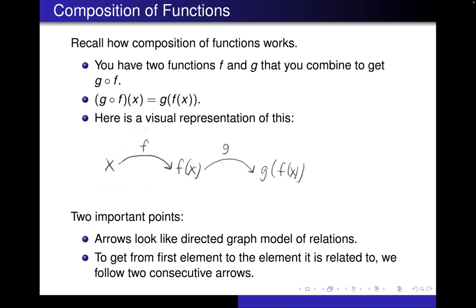The second thing to notice is that when we have the arrows drawn, to get from the first element, that is the input, to the last element, which is the final output, we have to travel along two consecutive arrows. We start at one element, travel along an arrow in the right direction to another element, and then start at that element, travel along an arrow in the correct direction to a third element to figure out what your final element is.